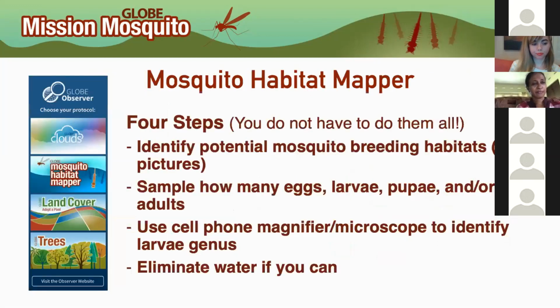So the Mosquito Habitat Mapper is both a Globe protocol and also an app that you can have right on your iPad or smartphone. One of the really neat things about the Mosquito Habitat Mapper is that while there are 4 steps, you don't have to do all 4 steps. So you don't have to have any special equipment. You don't have to have anything other than a smartphone or an iPad. You don't even have to have internet connectivity to use the Mosquito Habitat Mapper.